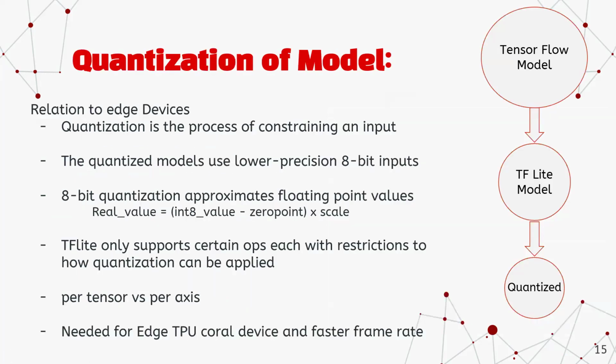The quantization of the model. First you start off with a very large full-size model. You scale down to TF Lite, which removes some of the available operators but ultimately makes the model simpler. And then we move finally to the quantized version. Quantization is the act of constraining an input, okay? Quantized models use lower 8-bit precision inputs as opposed to floating point or double data type counterparts.